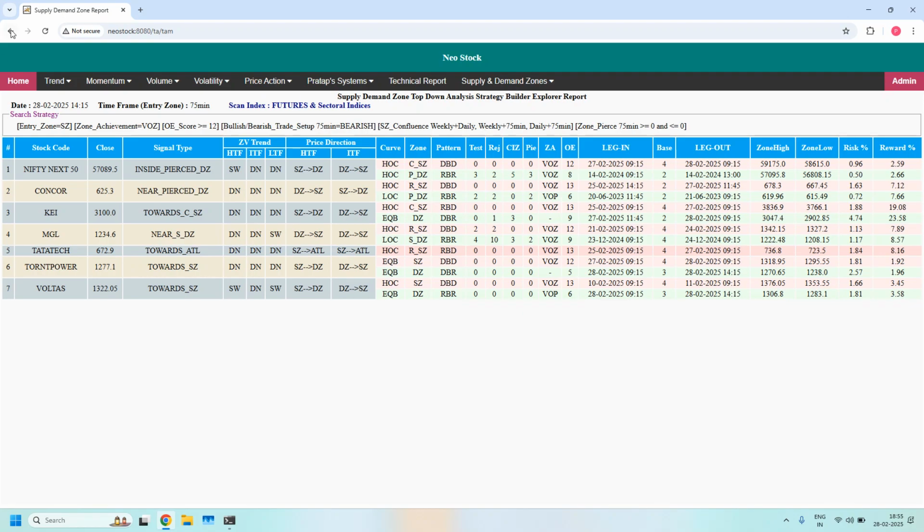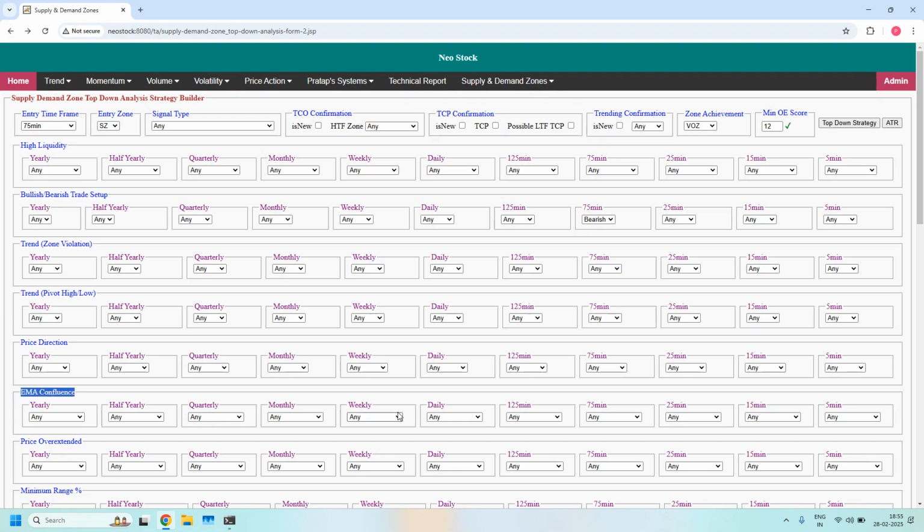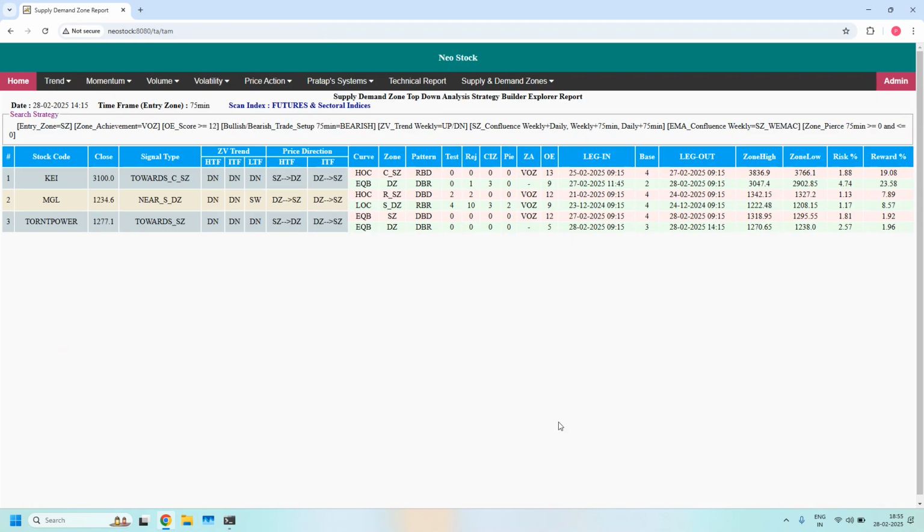Let's verify. In the EMA confluence weekly time frame, I am setting the filter weekly supply zone having weekly EMA confluence or not. And also trend on the weekly time frame should not be sideways. It can be up or down. So we got 3 stocks. So these 3 are even more high probability trade setup supported zones. So this is bearish trade setup for weekly income trade.